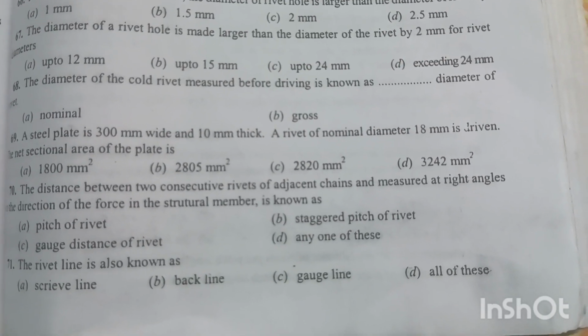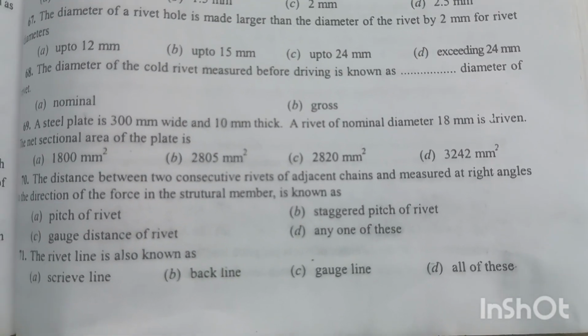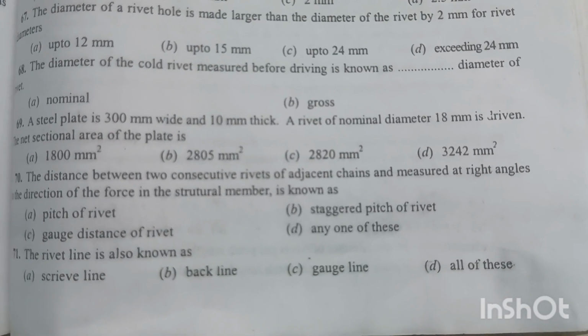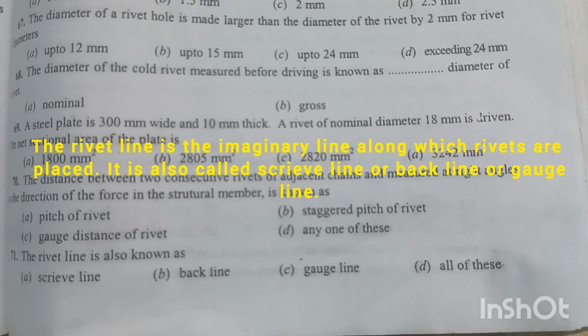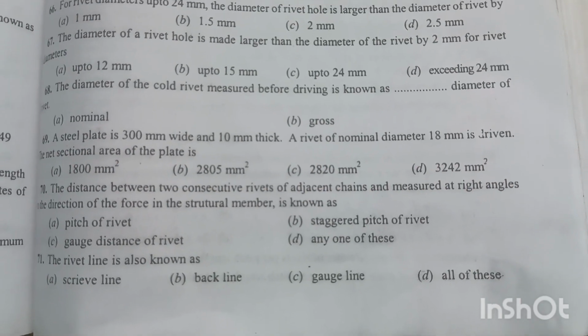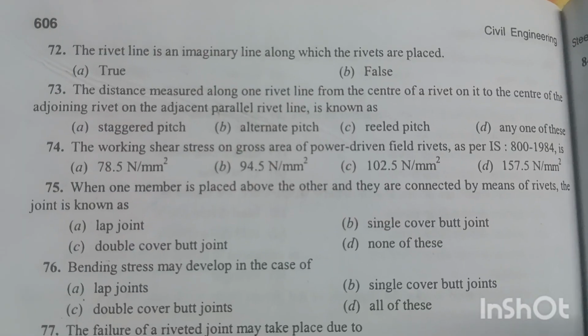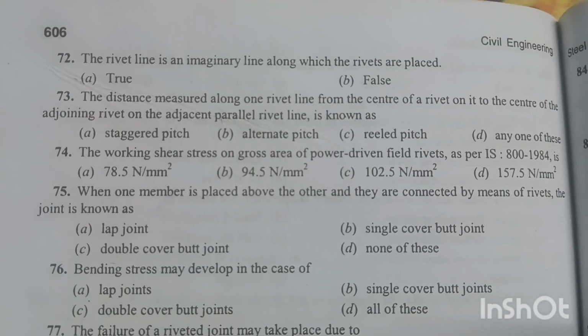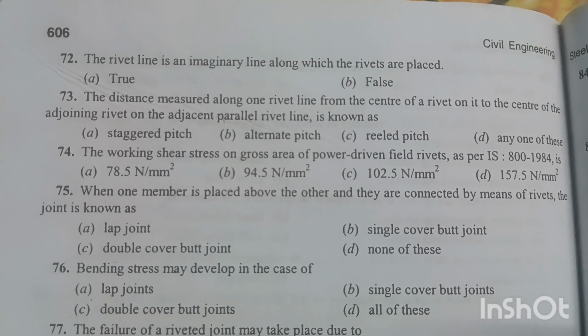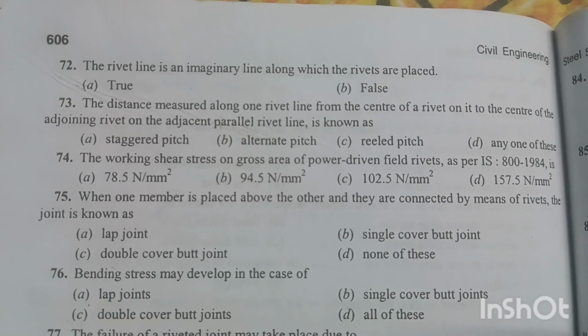Question number 71. The rivet line is also known as. Option A, scribe line, right? Option B, back line, right? Option C, gauge line, right? Option D is the right answer, all of these. Question number 72. The rivet line is an imaginary line along which the rivets are placed. Option A is the right answer, true.